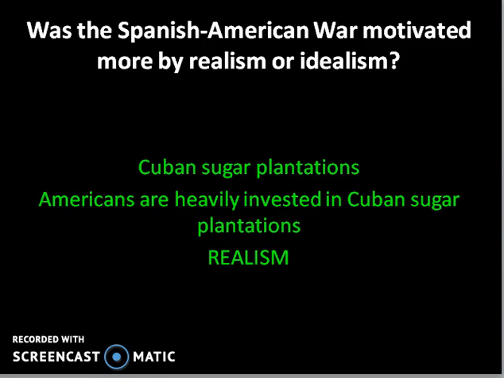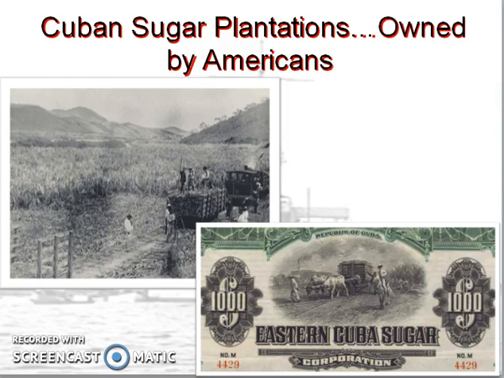Moving on, Cuban sugar plantations are going to be another reason that we fight a war against Spain, because Americans in the 30 to 40 years before the war become heavily invested in Cuban sugar plantations. American businesses are going to own plantations of sugarcane in Cuba. One of the reasons we're going to fight there is to defend our investments in Cuban sugar. We're going to go in there to make sure that neither the Cubans nor the Spanish destroy our sugar plantations. So that would be realism.